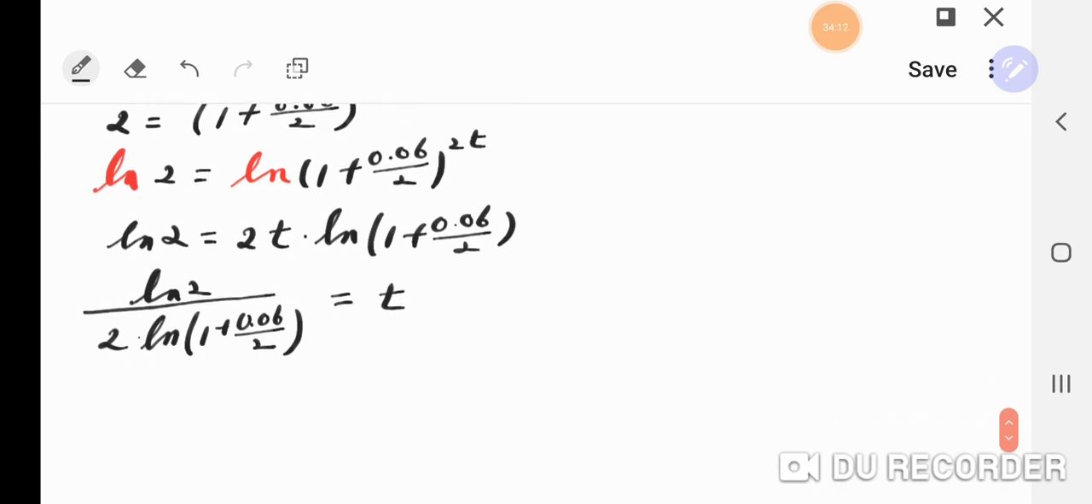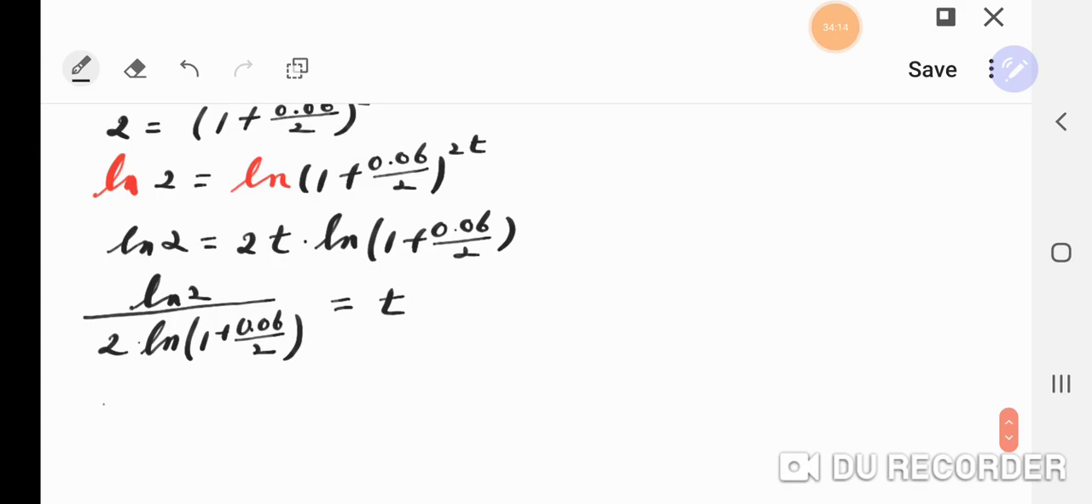So using a calculator, t will be approximately equal to 11.72. So between 11 and 12 years, the principal will be doubled in this case. Okay, let's try another one.